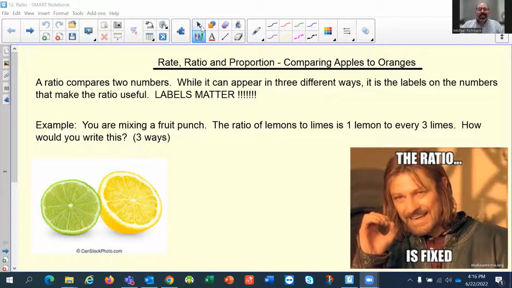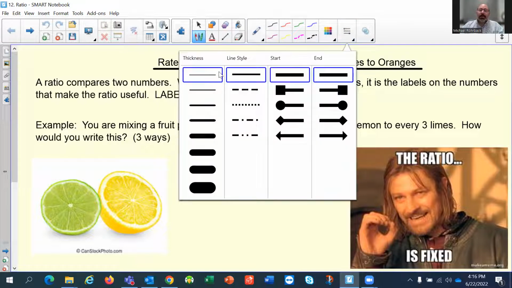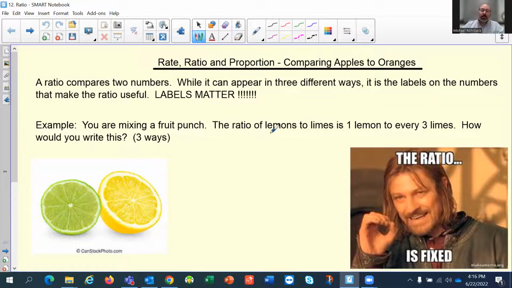So to get started, if you've ever heard the saying, that's like comparing apples and oranges. That saying means that there's two things and they're different, so you can't compare them. Well, a ratio is a mathematical answer to yes, we can, and we're going to.